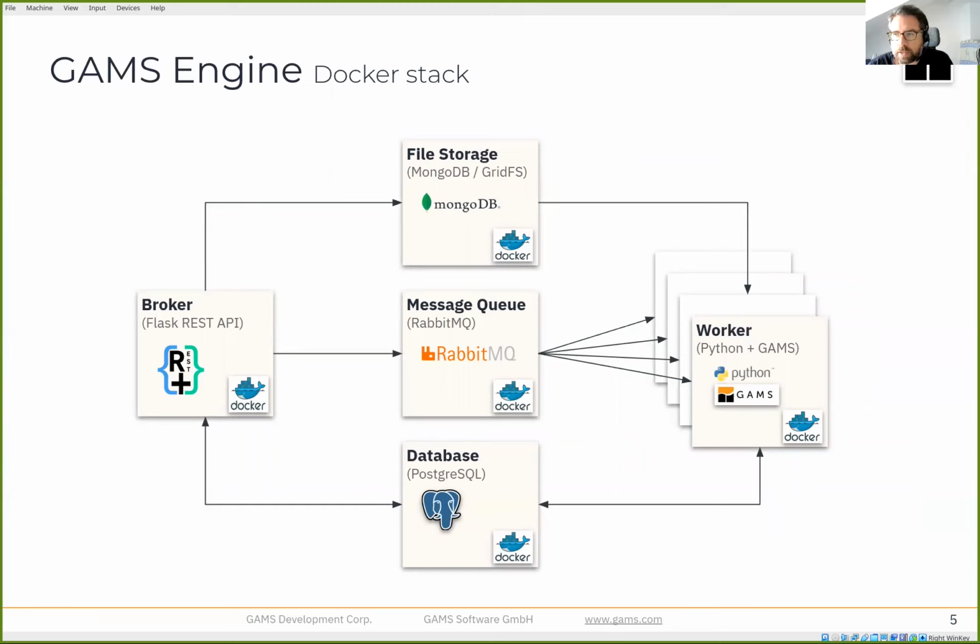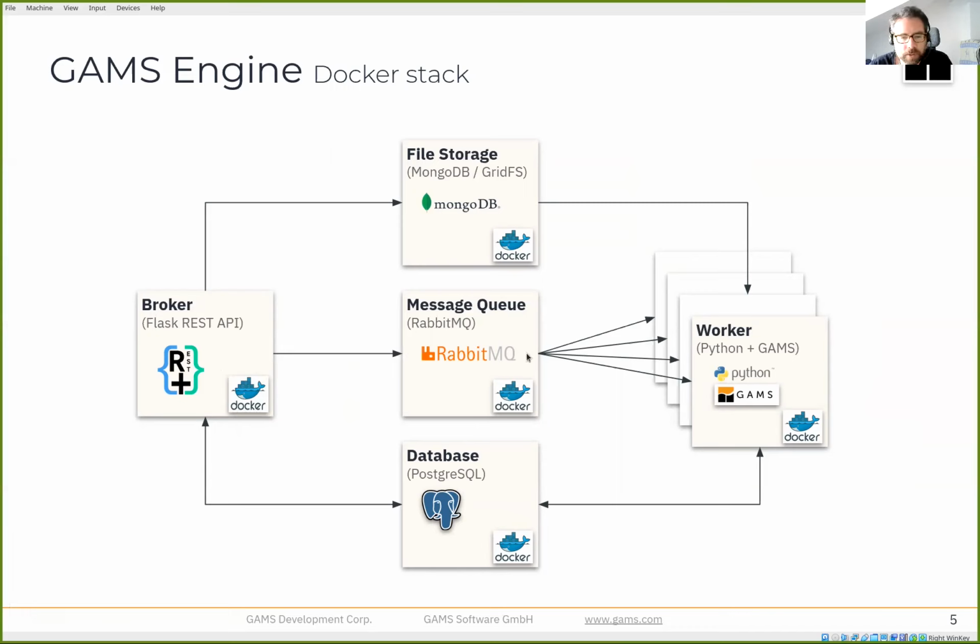So GAMS Engine is realized as a Docker stack, which means that we have a bunch of containers that communicate with each other through a Docker network. So we have the first one, the broker, that provides the REST API for requests such as job solve requests, results queries, and doing administrative things.